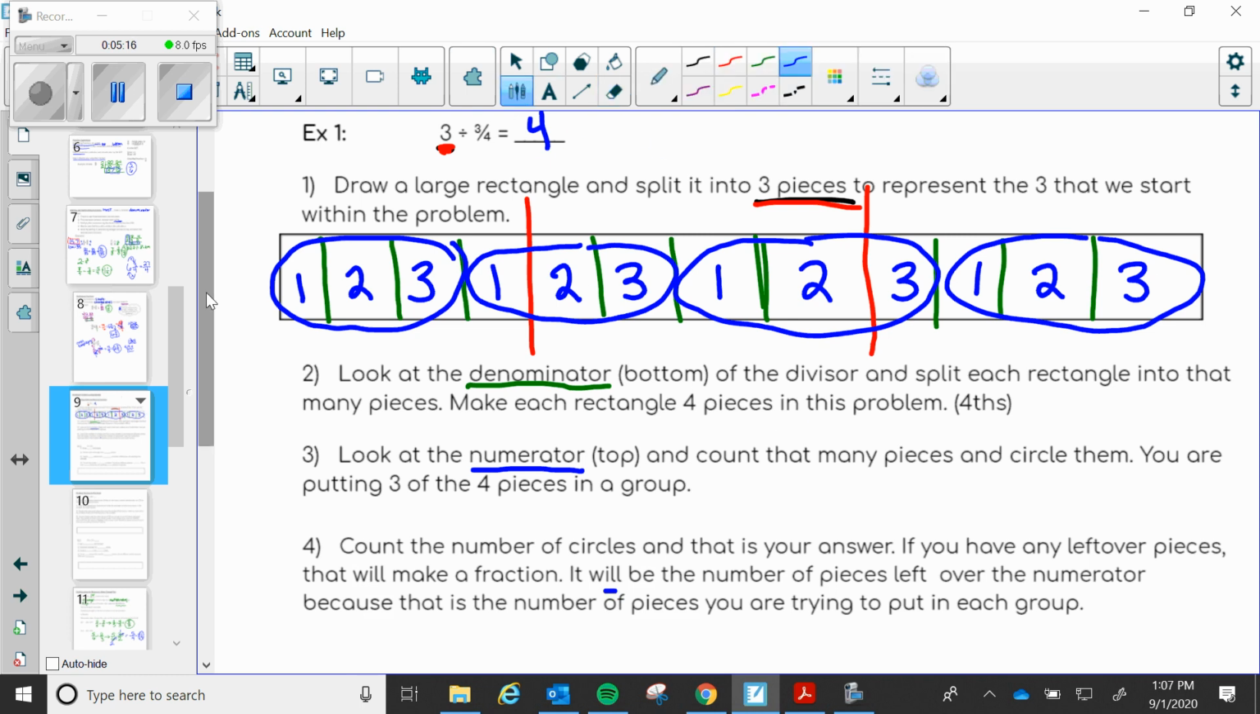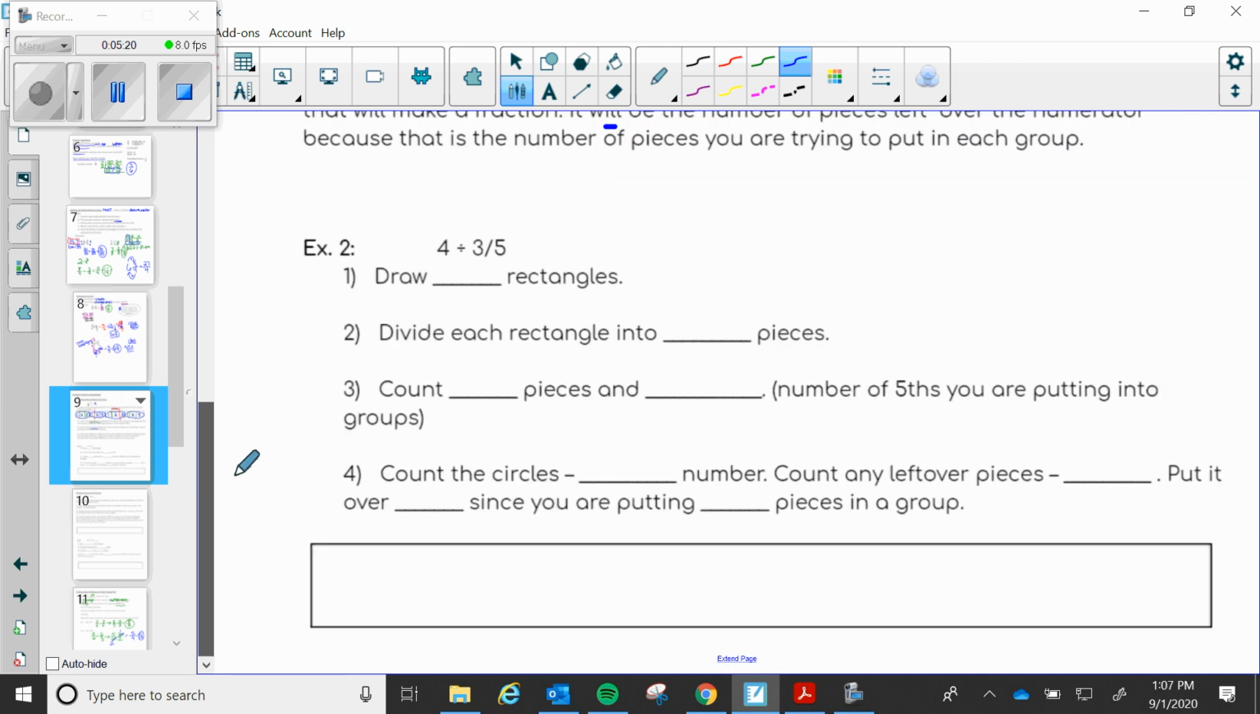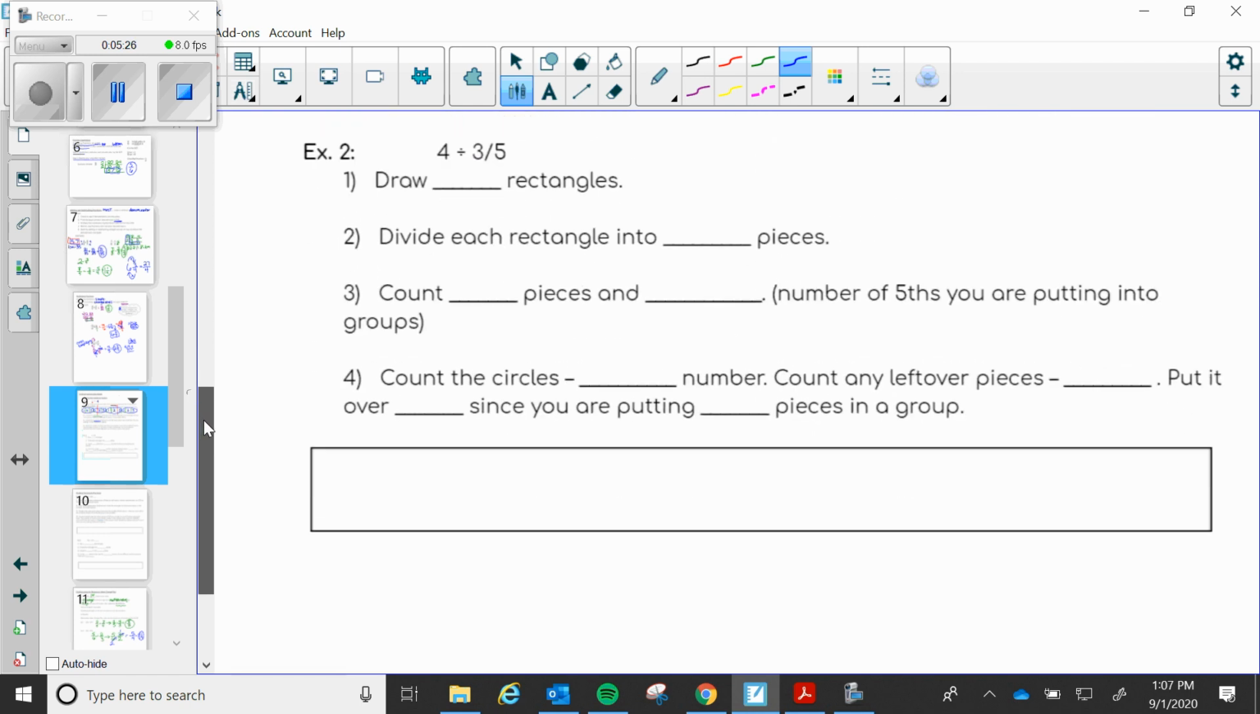So that was our first problem. Not super difficult, but that's why I said it's easier if you have different colors so that you can visualize it better. So going into our second example, I already have the big rectangle drawn out for us.